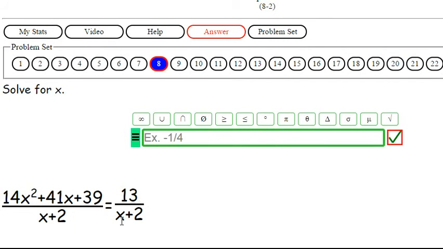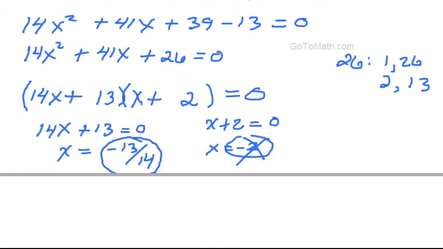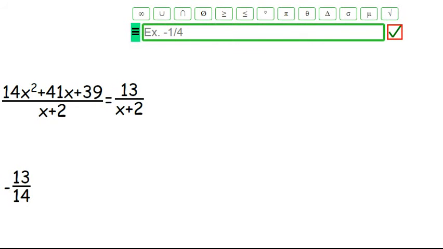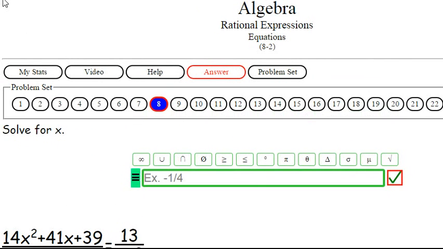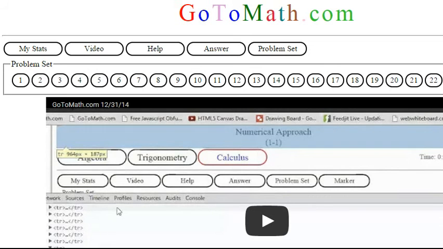Remember, we can't use negative 2 because when you plug negative 2 down here in the denominator, we get 0. Can't divide by 0. And negative 13 over 14. Yep. Alright, that wasn't too bad. Okay, we're over here, gotomath.com, finding the solutions, and I'll see you in the next problem.